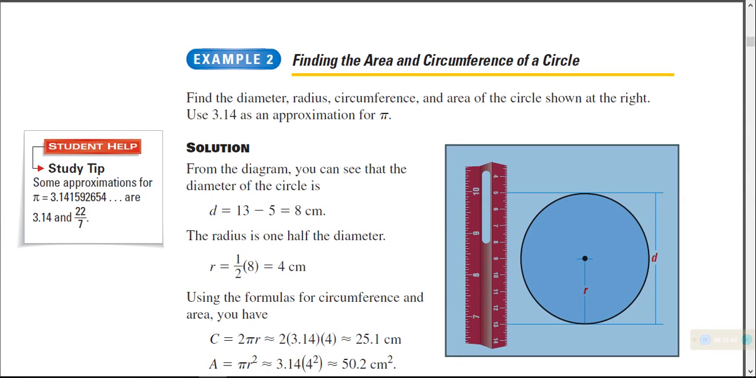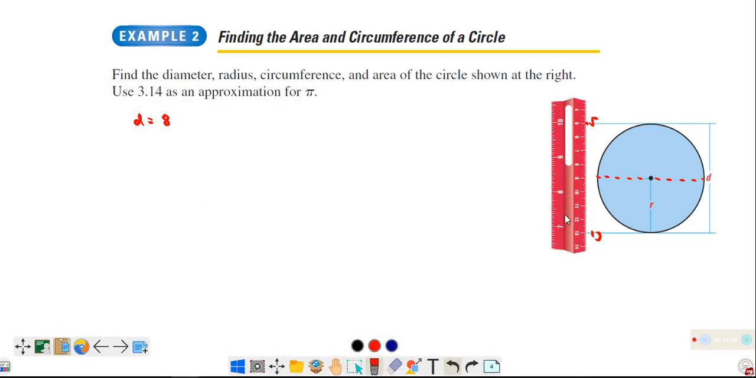And since we are using a ruler, this one is in centimeters. So, it is 8 cm. And then, for the radius, it is half of the diameter. So, that is d over 2, which will give us 8 over 2, which is equal to 4 cm. Okay? Now, hanapin daw natin si circumference.